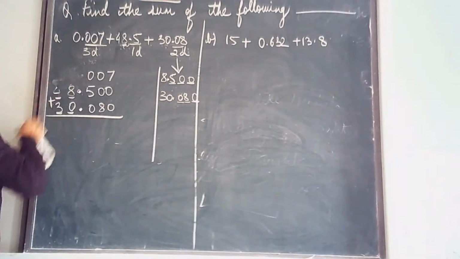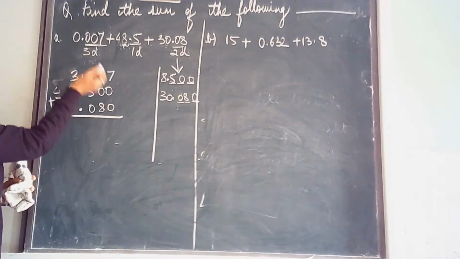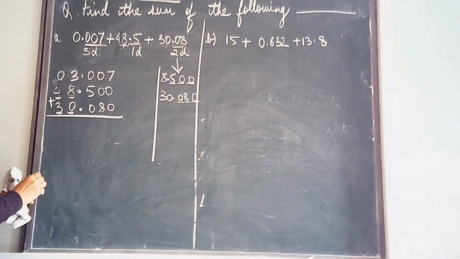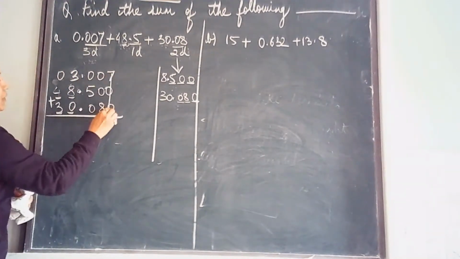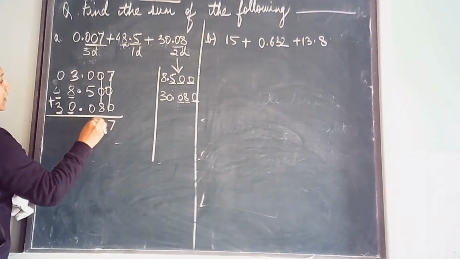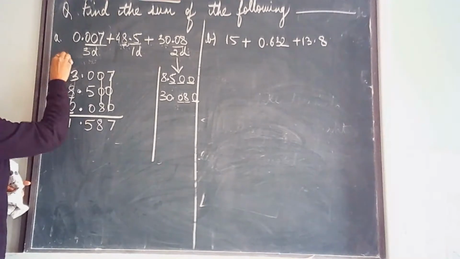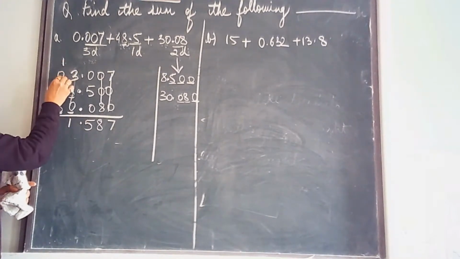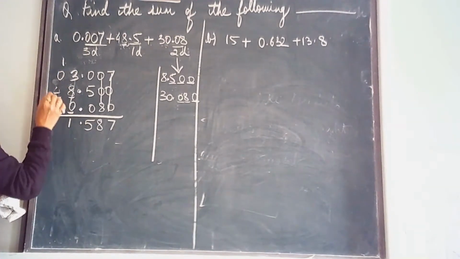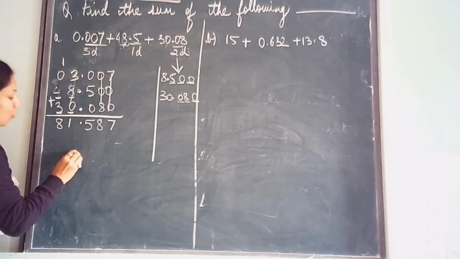So what was this? This was 3, so the zero goes to the leftmost side here. Now you add. So this will become 7. This is 8. This is 0.5. Now see, 8 plus 3 is 11. Carry 1. 1 plus 0 is 1, 1 plus 1, 5 plus 3 is 8. What is the answer?